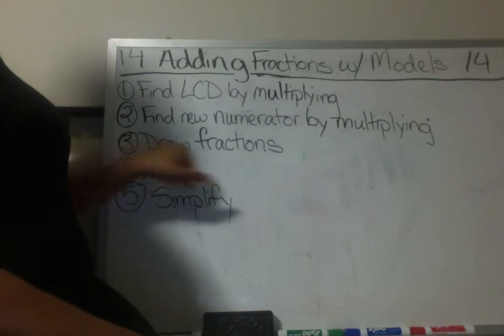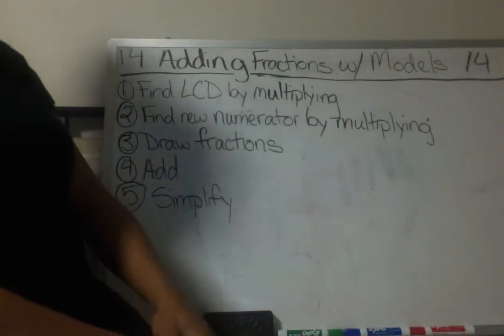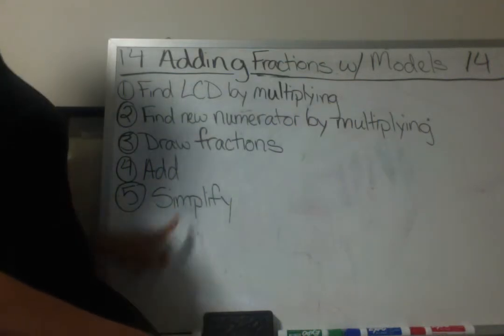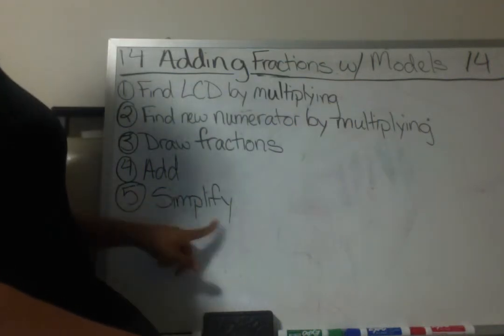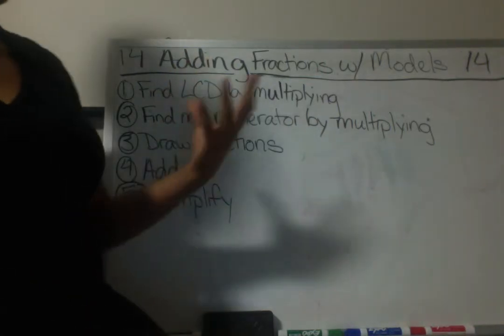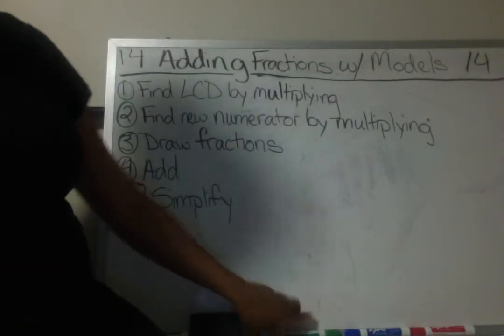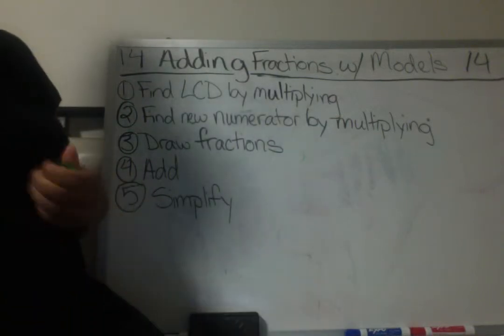Step 3 is you would draw your fractions, since we are modeling. Step 4, you'll add, and your last step is always to simplify. Remember, you want your fractions in the smallest form that we can get them, and that is your last step.